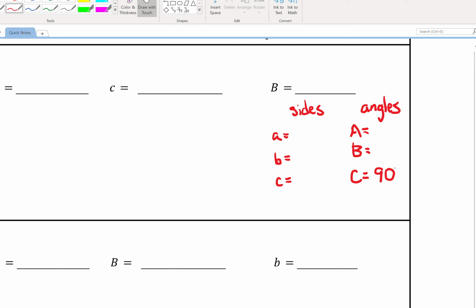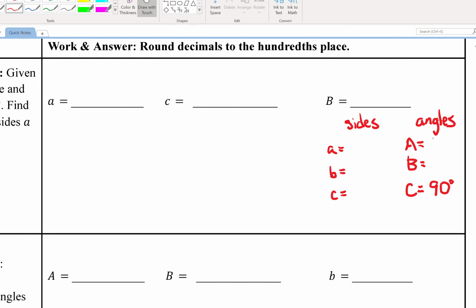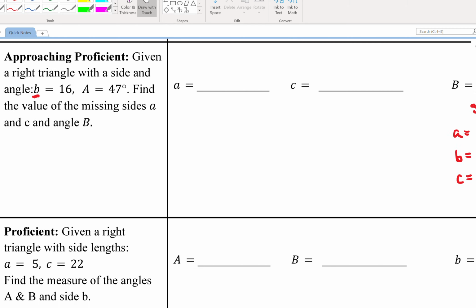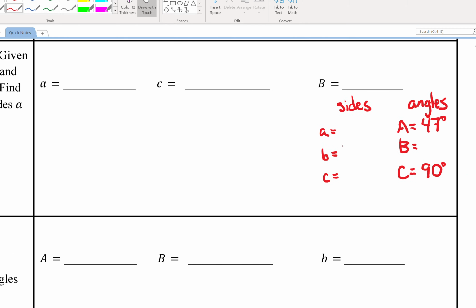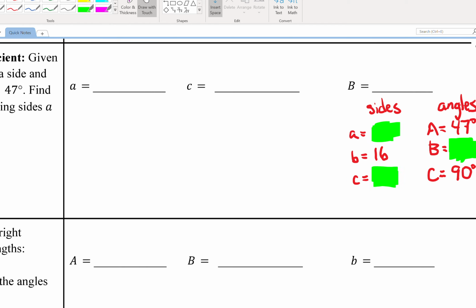So we're going to go ahead and write what we know. We know that this C is 90 degrees. And then A is 47 degrees, so we're going to write that in there too. They've given us that little b is 16. And so now we can see what we're looking for is big B, little a, little c, and that's what solving a triangle means. It means getting all of the information there.